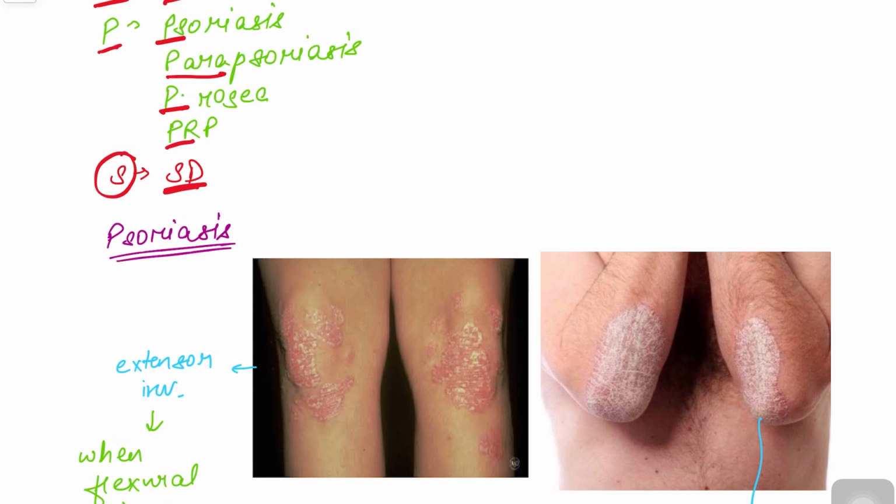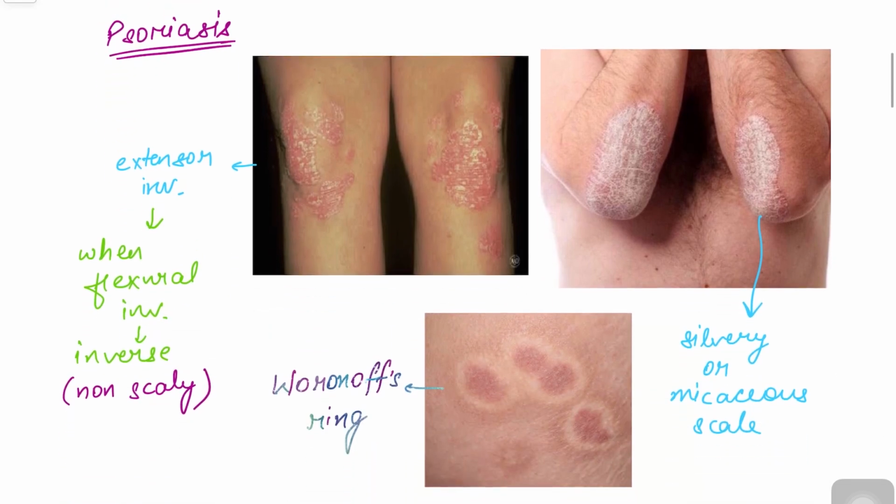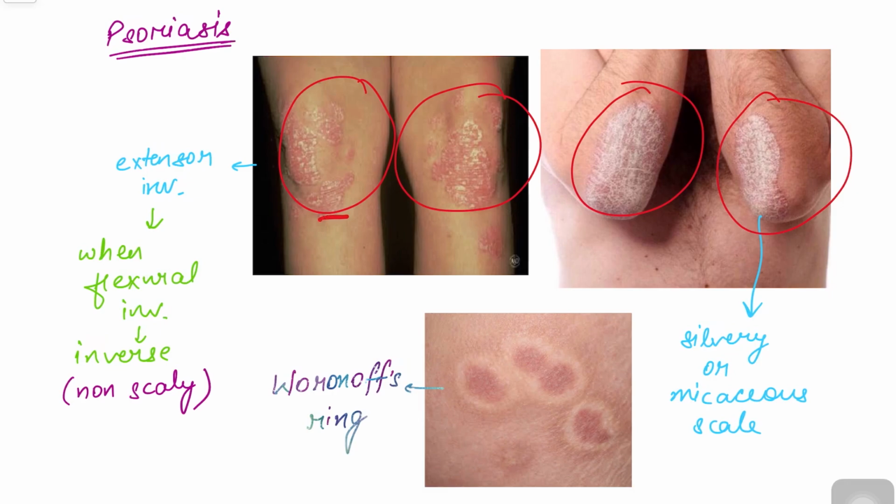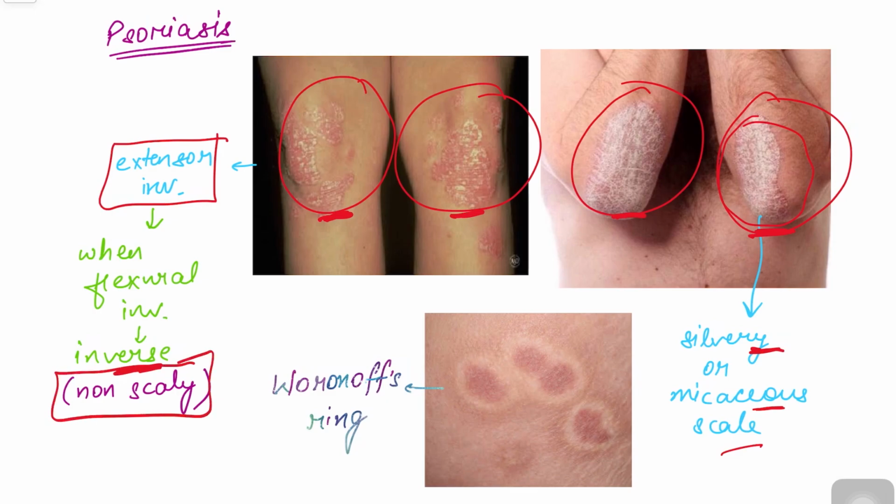So first of all, we will be starting with psoriasis, which is the most important actually. So just remember these diagrams. As you can see in the diagrams, there is predominantly an extensor involvement, that is areas such as knees and elbows are involved. Then as you can see in this picture, a silvery white scale or micaceous scale is characteristically present in this disorder. Also, when there is involvement of flexural areas, it is known as inverse psoriasis, which characteristically does not have any scale.